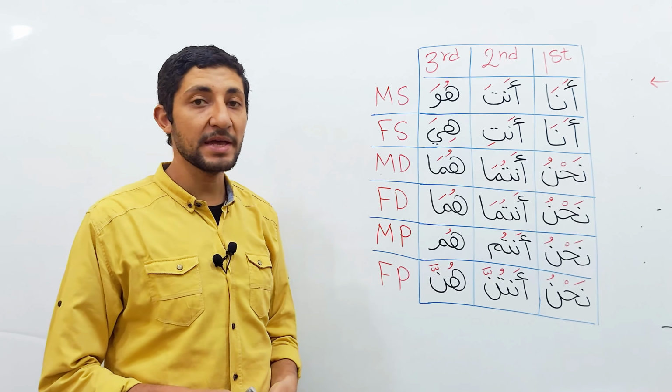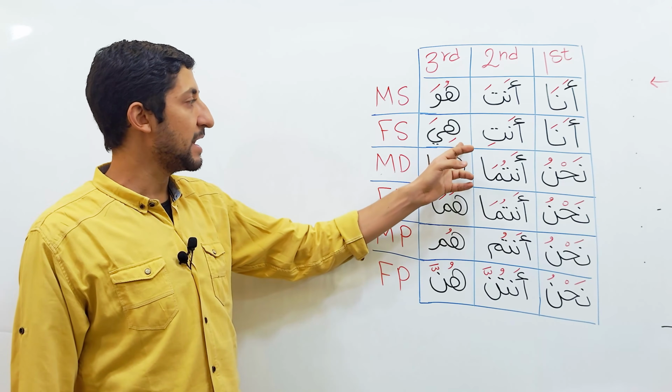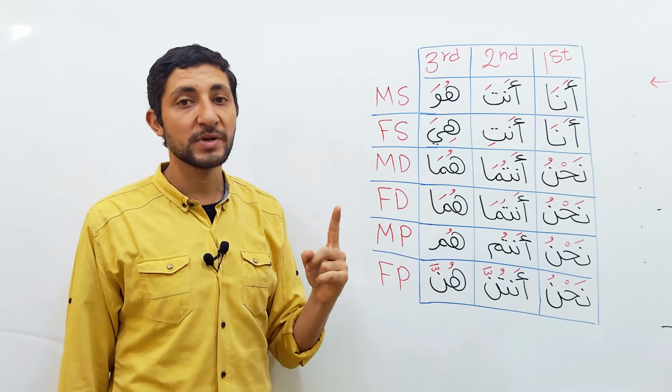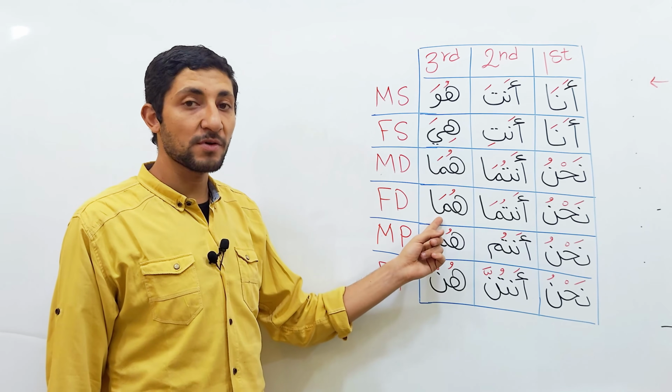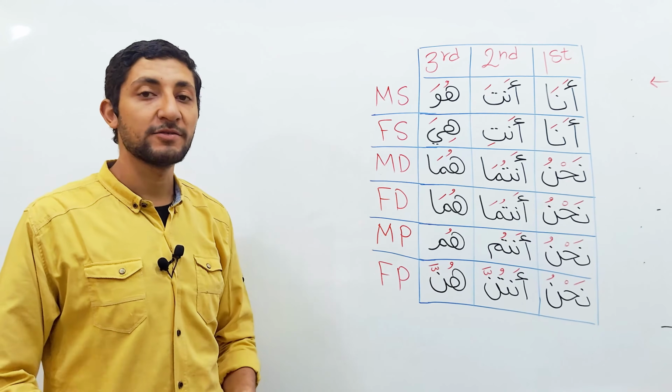It's the same in third person: هو for masculine singular, هي for feminine singular. Also for the dual, it's only one pronoun for both genders, هما. And for the plural, we have هم for masculine plural and هن for feminine plural.